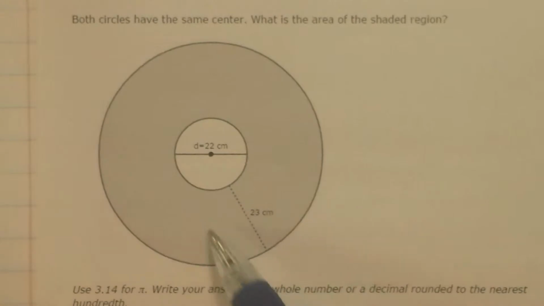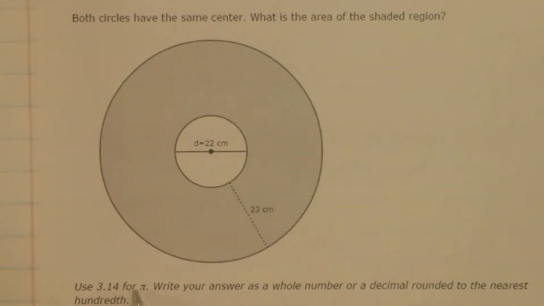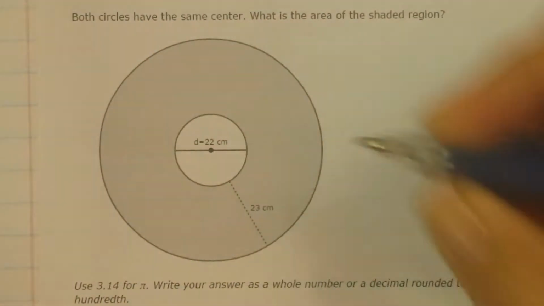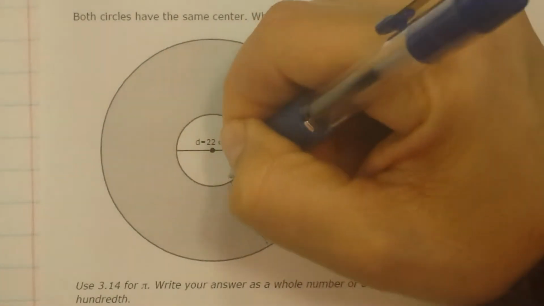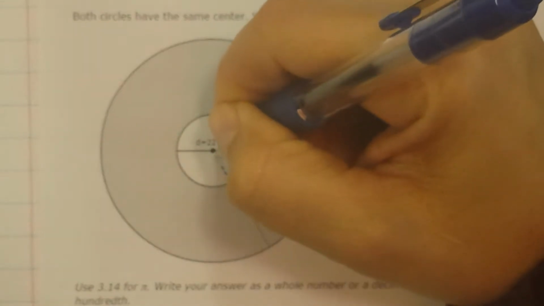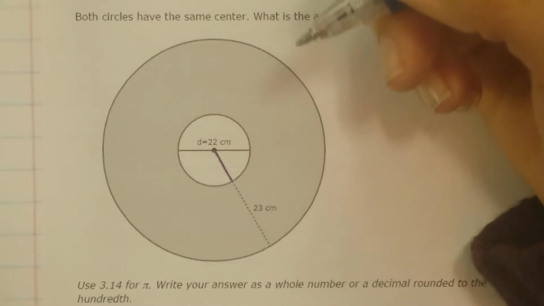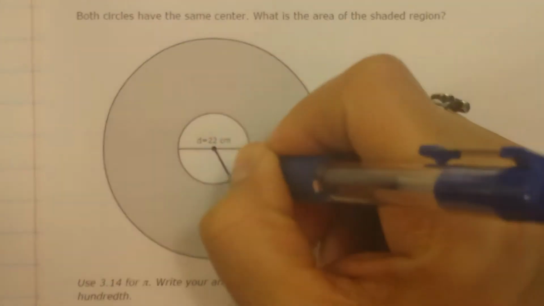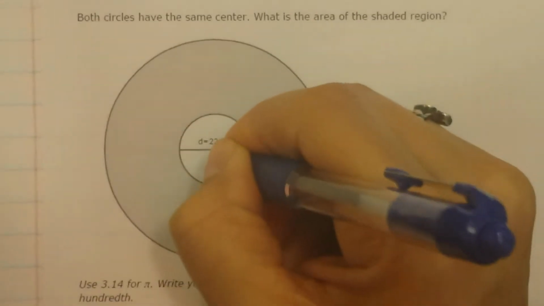Okay, what's this area here? Use pi as 3.14, write your answer, round it to the nearest hundredth. If this whole thing is 22, and this piece right here is 23, if I extend this line, can you tell me what this line is here? If you know the whole diameter is 22, this is only a radius, isn't it? The radius is half the diameter, so the radius of the small circle is 11.